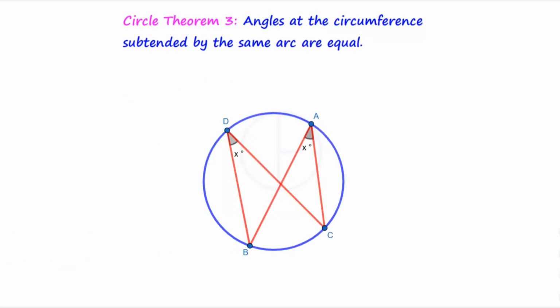The next theorem is angles at the circumference subtended by the same arc are equal. Here the angle subtended at the circumference at A is x degree. Then the angle subtended by the same arc on the circumference of the circle at D is equal, that is the same x degree. If the angle at A is 33.5, then the angle at D is also the same 33.5. If we change the angle at A, the same way angle at D also changes.